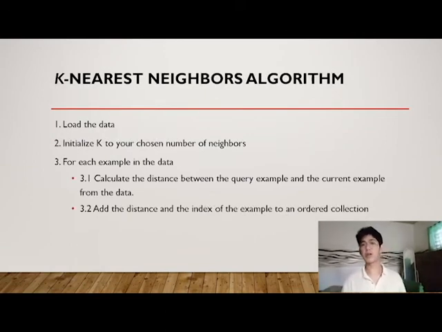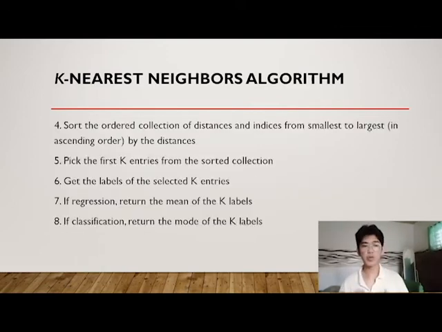Okay, let's first talk about the k-nearest neighbors algorithm. Number one, load the data. Initialize k to your chosen number of neighbors. For each example in the data, calculate the distance between the query example and the current example from the data, and add the distance and the index of the example to an ordered collection. Then sort the ordered collection of distances and indices from smallest to largest in ascending order by the distances.